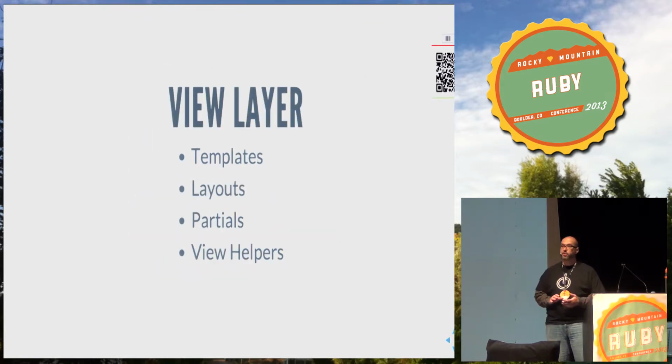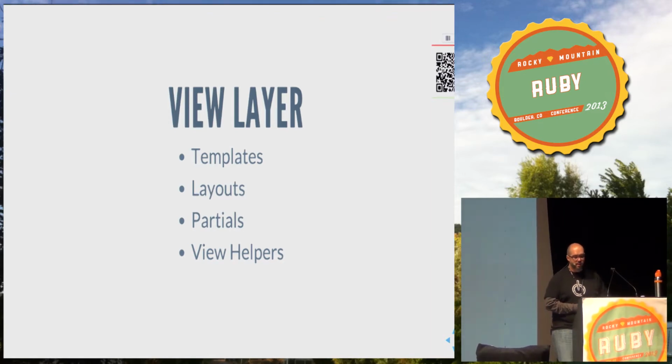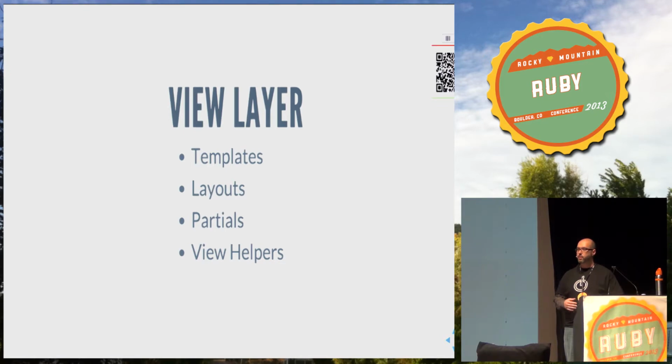Middleman is all about the view layer. As you have a static site, you don't have controllers, you don't have access to a database. So all that Middleman focuses on is how to build a view. So you basically have things like templates and layouts and partials, things that you're already comfortable with if you're a Rails developer. You also have view helpers, which are great to be able to DRY up your templates. And we'll see some of those moving forward.